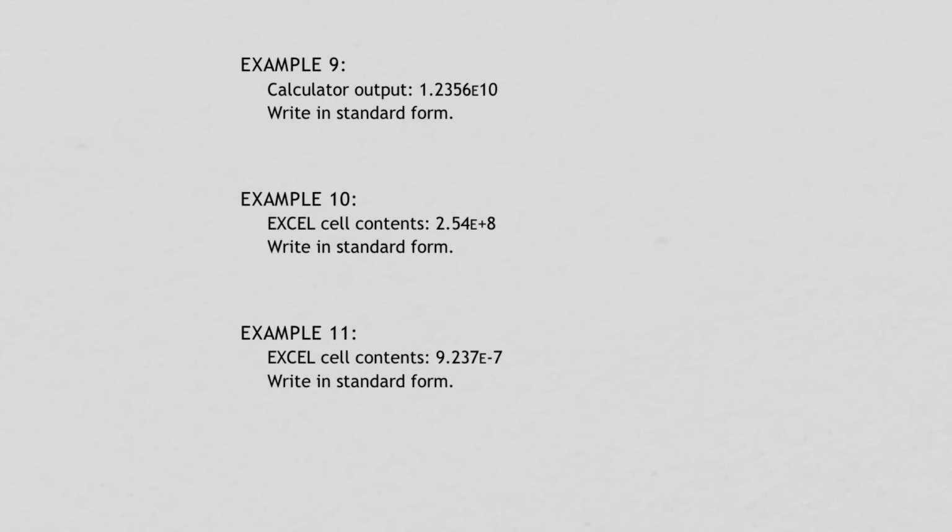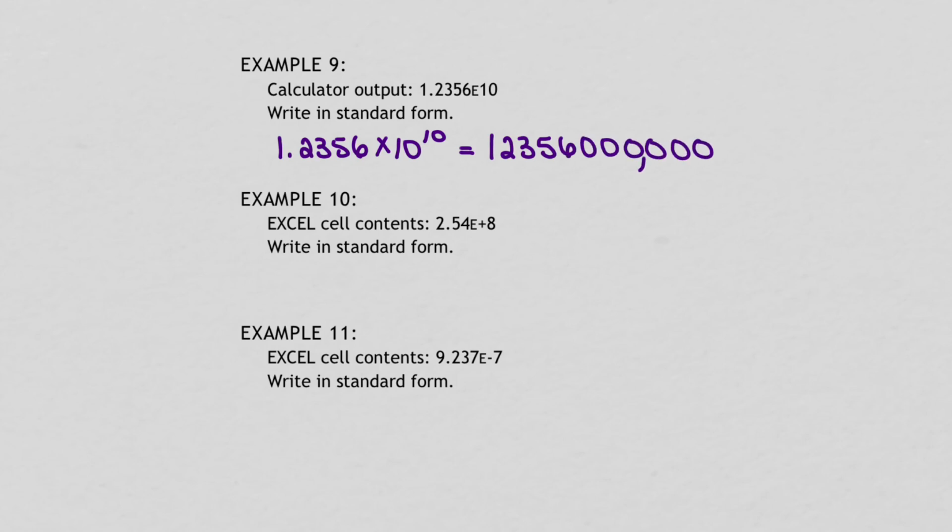So the calculator output for this problem is 1.2356 E10. In scientific notation, that would be 1.2356 times 10 to the 10th power. It wants us to write it in standard form. So I'm going to write the 1 and then start counting for 10 spaces, plugging in the numbers I have and then zeros after that. So 1, 2, 3, 4, 5, 6, 7, 8, 9, 10.